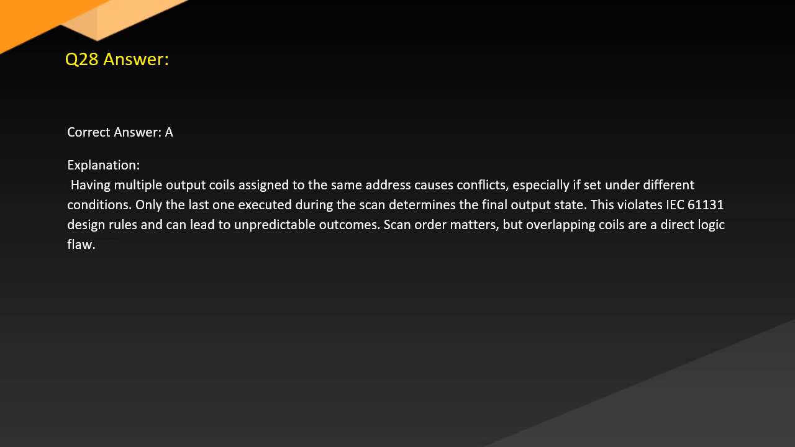Answer. Correct answer: A. Explanation. Having multiple output coils assigned to the same address causes conflicts, especially if set under different conditions. Only the last one executed during the scan determines the final output state. This violates IEC 61131 design rules and can lead to unpredictable outcomes. Scan order matters, but overlapping coils are a direct logic flaw.